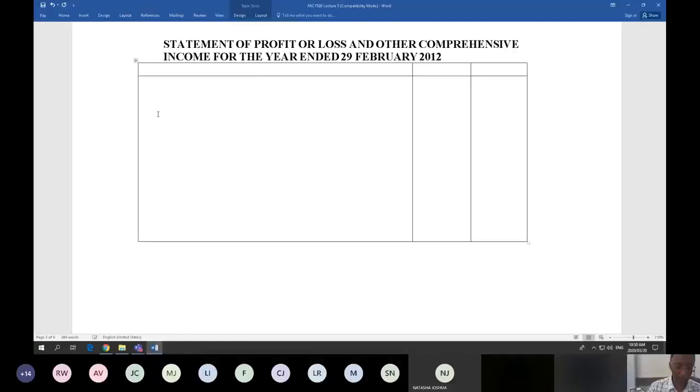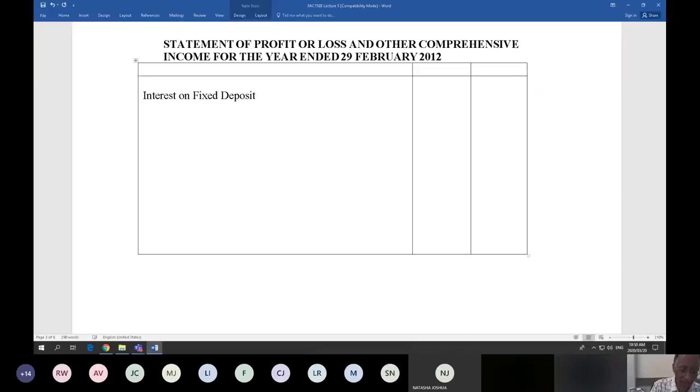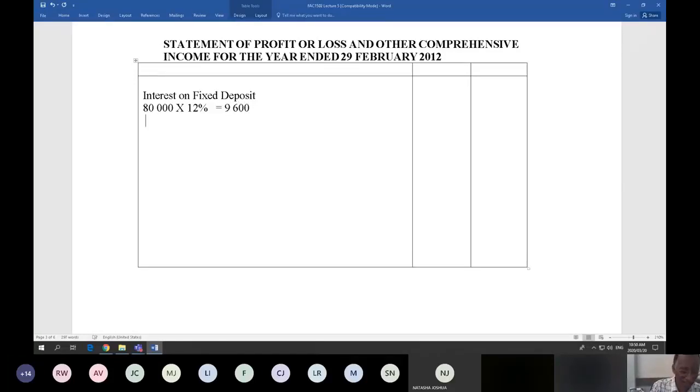So let me just quickly show you that calculation. The interest on fixed deposit that you are entitled to, 80,000 Rand times 12% of that amount. So you are entitled to 9,600 Rand. Of that 9,600 Rand, 8,800 Rand was received already.